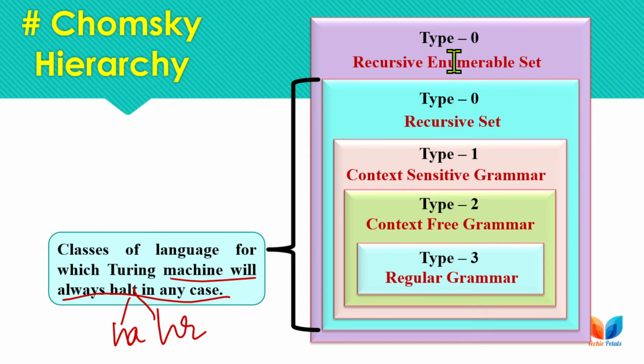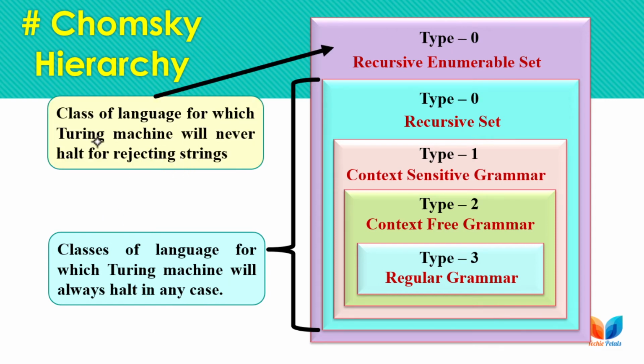But for the recursively enumerable set, the Turing machine will never halt for a rejecting string. The Turing machine will halt for a string that belongs to the language, but it may or may not halt for the strings that are not in the language.